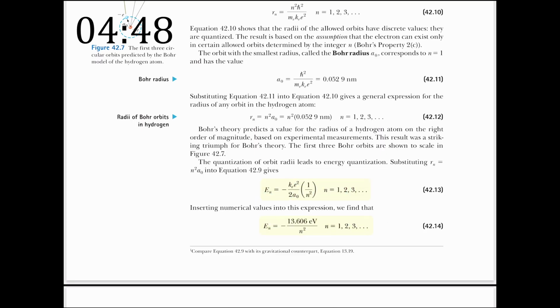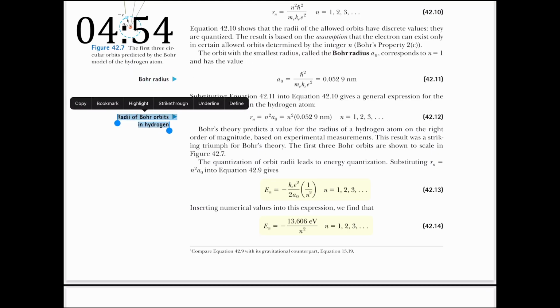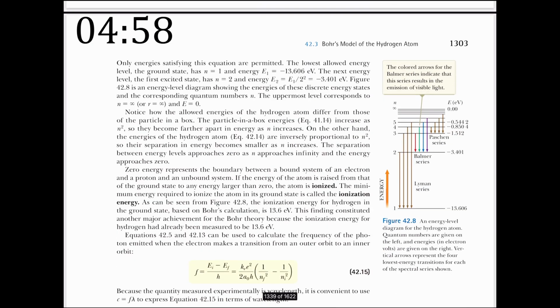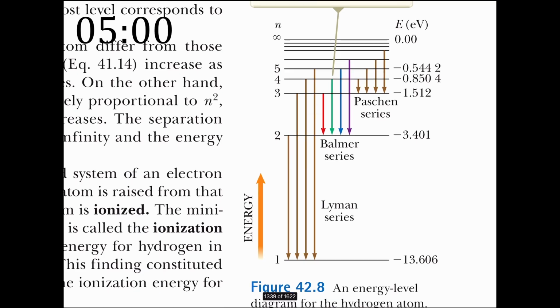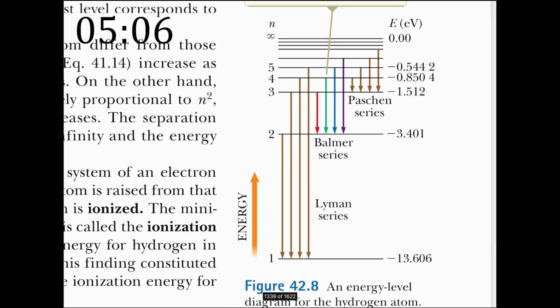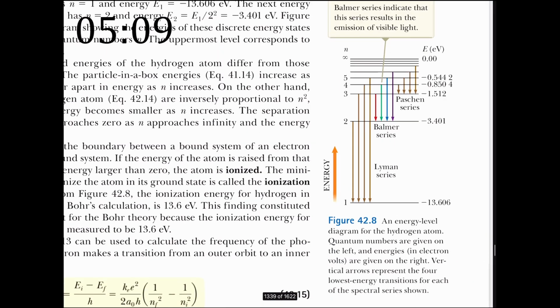This looks like energy. And then we got the Bohr radius and the radii of Bohr orbits in hydrogen. I'm not sure if any of this is important. It probably is because it's written kind of in yellow here. We got this cool looking graph and the things we've seen before: Lyman, Balmer, Paschen, and there was another one called the Brackett series.